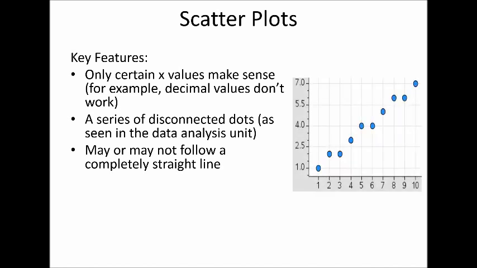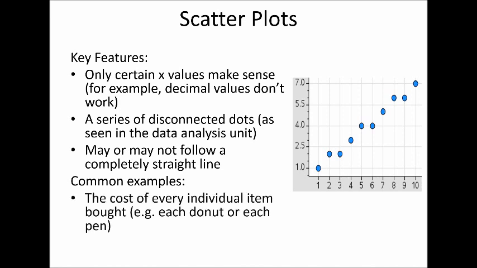Some common examples where we might use this, and where it may not be a completely straight line, where we're looking at the cost of every individual item bought, so each donut or each pencil, and often what you might find is these frequent buyer cards. So buy 5, get 1 free. Well, it doesn't make sense to buy 1.5 or 2.5, but every once in a while you get a bonus one, you get a free one. And we'll see in the next example what that looks like in practice.